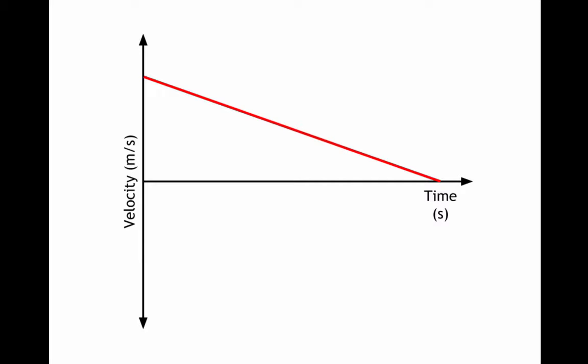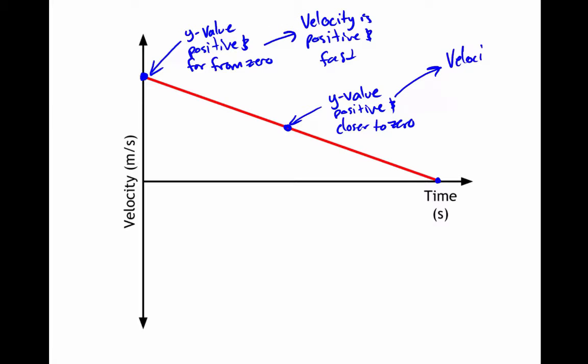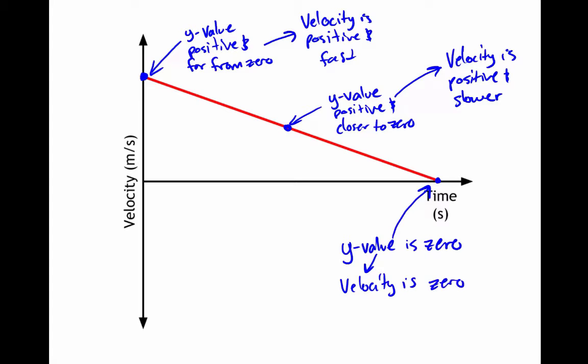Looking at a velocity time graph like this, we're going to interpret the points. I see that at this point, I have a y value that's positive and large. That must mean my velocity is positive and fast. All of these other points are still positive, so when I look at them, the y value is positive. The only difference is that it's closer to the x-axis. So that means that my velocity is positive but slower. And at the very end, the y value is 0.